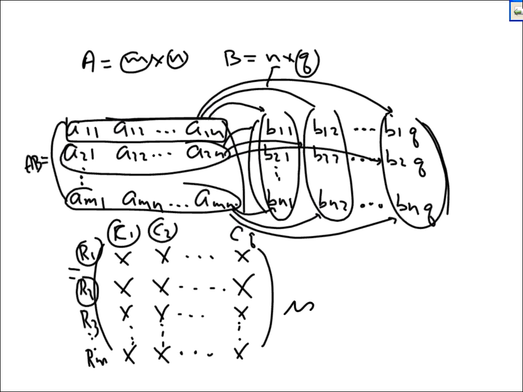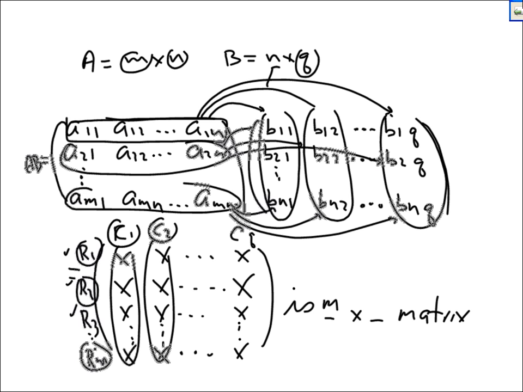Well, let's see. This is a blank by blank matrix. What are the blanks? How many rows does it have? Row 1, row 2, row 3. Oh, it has M rows. How many columns does it have? Column 1, column 2, column 3, column 4, all the way up to column Q.